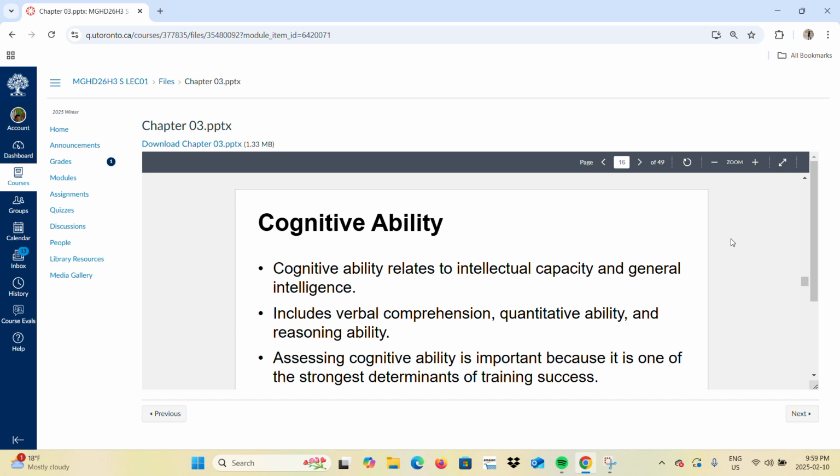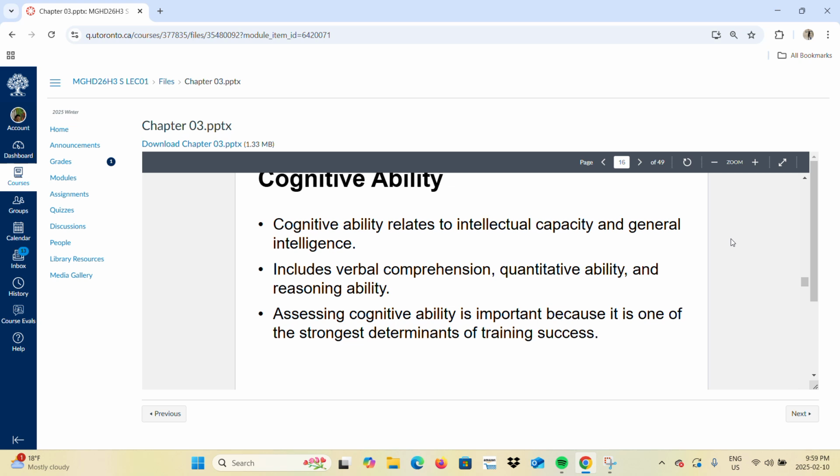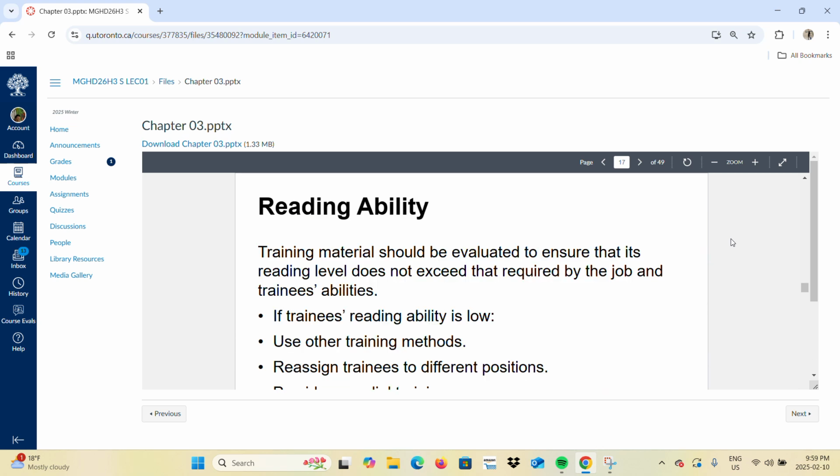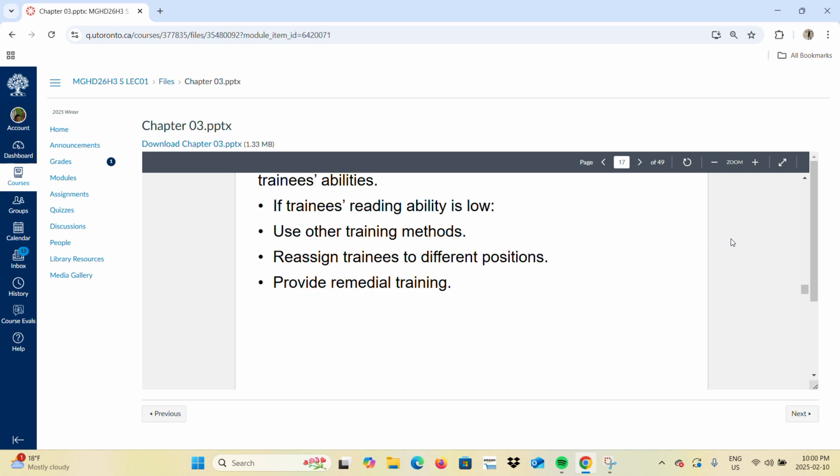Assessing cognitive ability is important because it is one of the strongest determinants of training success. Reading ability: training material should be evaluated to ensure that the trainee can read. If the trainee's reading ability is low, use other training methods, reassign trainees to different positions, and provide remedial training.